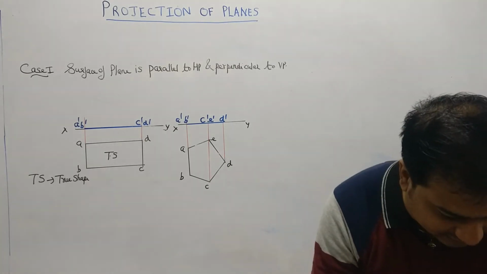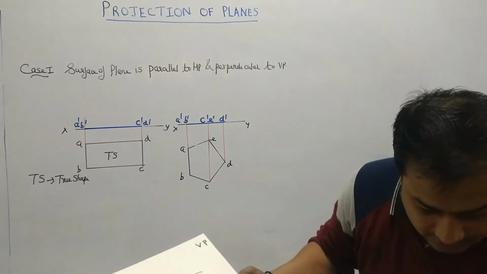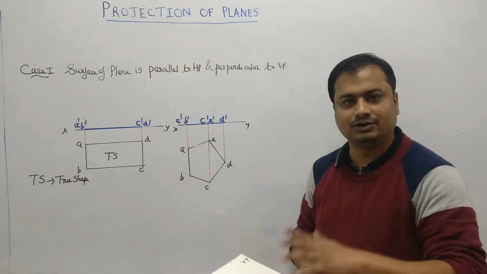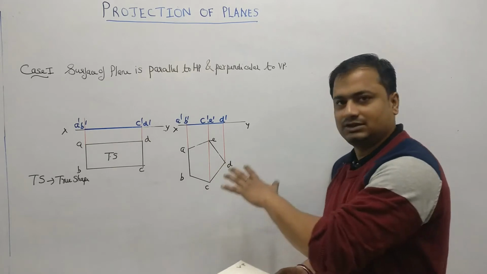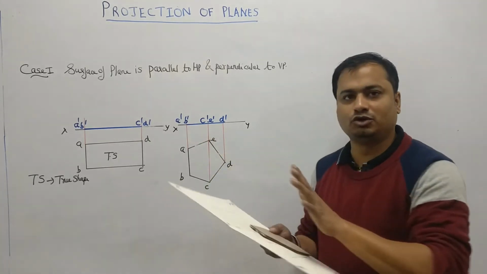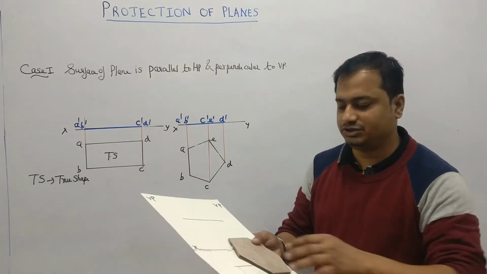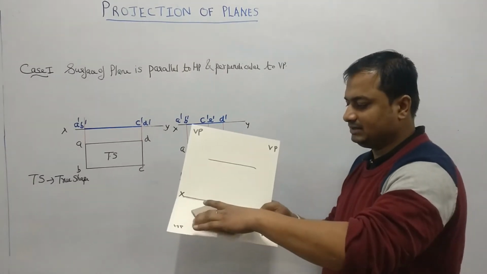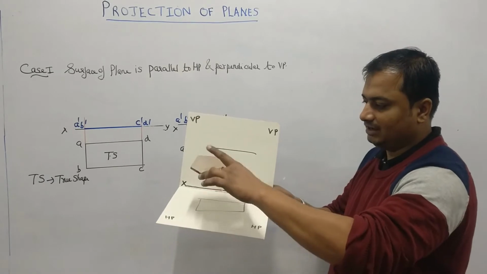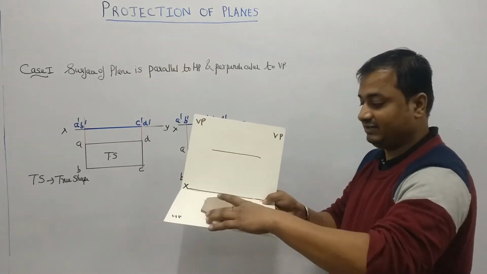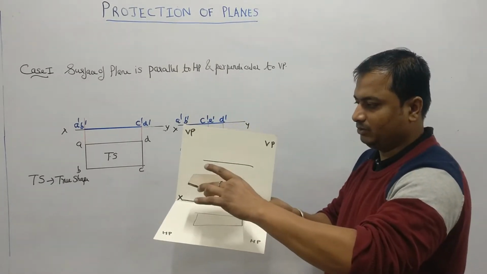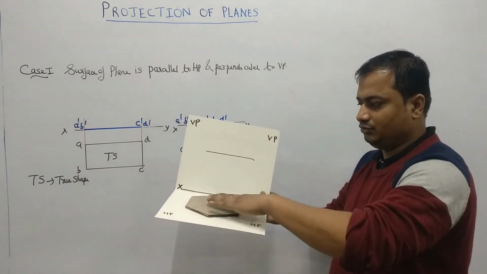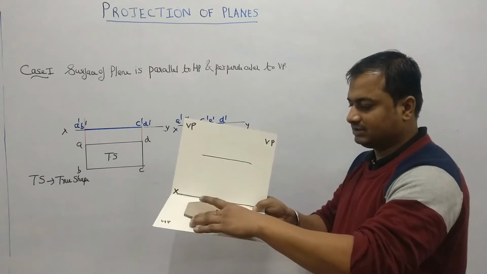Now the same case if I take the hexagon, everything is common here. The top view is going to give the true shape of these plane figures and the front view is always going to be a line. Only the plane is going to change. Now if this is my hexagon, for the same case the hexagon surface is parallel to HP and perpendicular to VP. So the hexagon is resting like this.